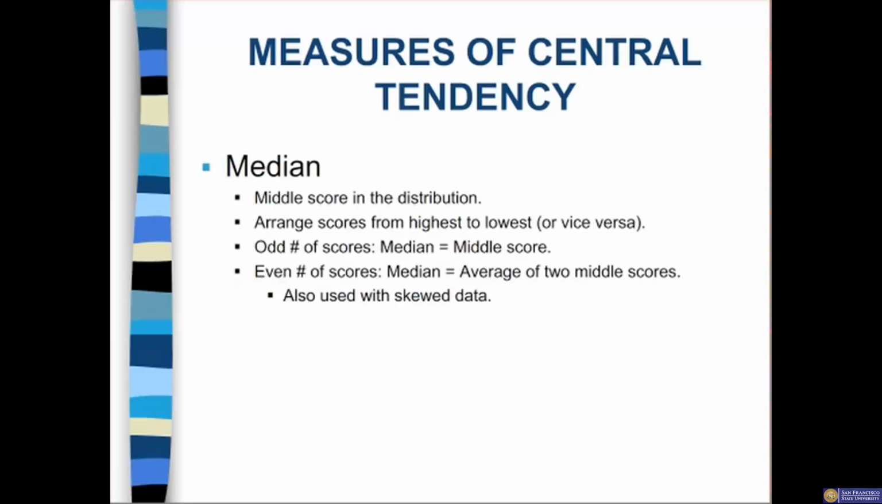Next up, we have the median. This is the middle score in the distribution. The way you calculate it is to arrange all the scores from highest to lowest or lowest to highest, so put them in numerical order, and you find the middle score. If there is more than one middle score, you average those two middle scores. This is also very helpful with skewed data. It really gives you an idea of the middle point when you have that.